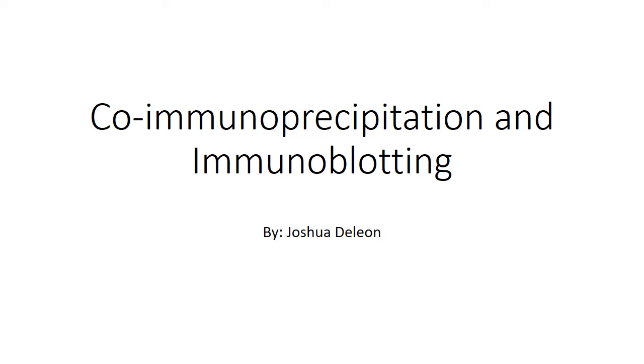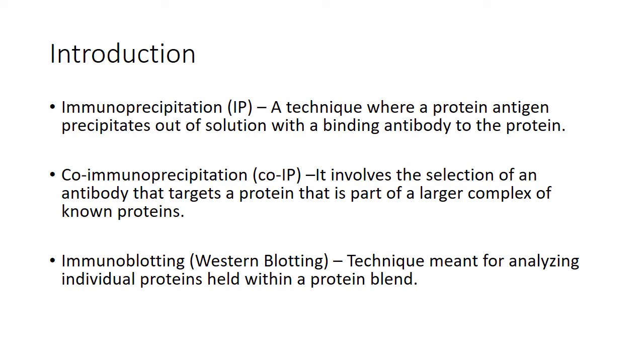Co-immunoprecipitation and immunoblotting. So, what is immunoprecipitation, also referred to as IP? This is a technique involving precipitating a protein antigen out of a solution using an antibody that specifically binds to that particular protein. This process can then be used to isolate and concentrate a particular protein from a sample containing many thousands of different types of proteins.